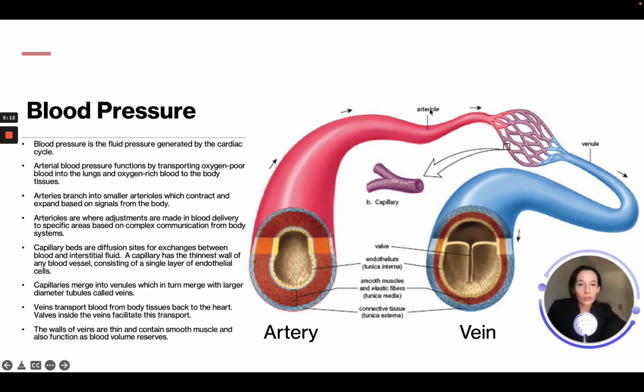We have our artery goes to arterioles, to the capillaries, to a venule, to a vein. Veins transport blood from body tissue back to the heart, and valves inside the veins facilitate this transport. So again, we can see these valves in the vein. And the walls of the veins are thin and contain smooth muscle and also function as blood volume reserves.